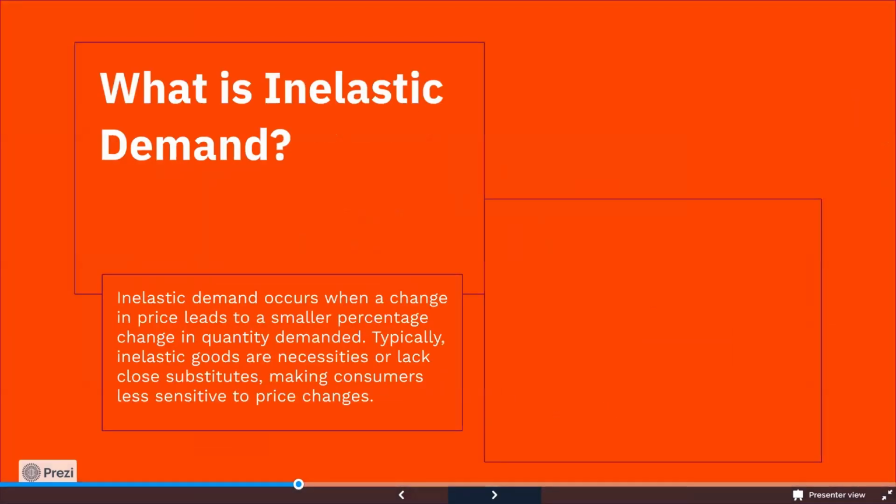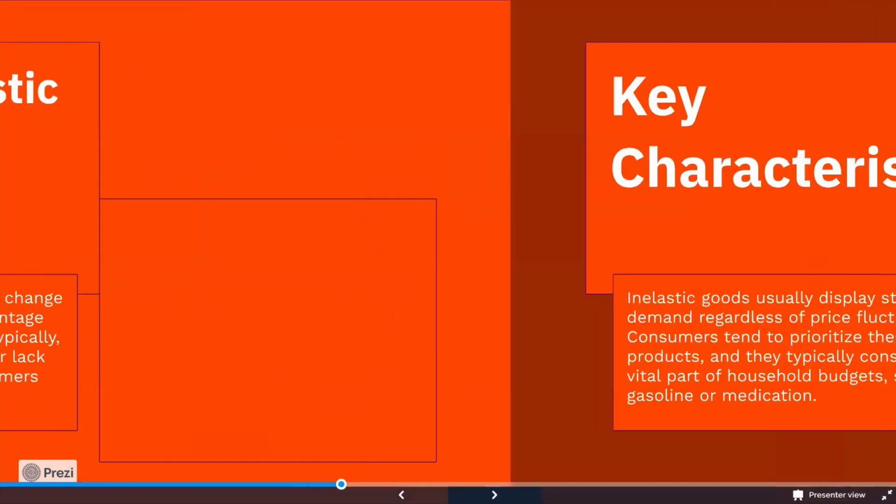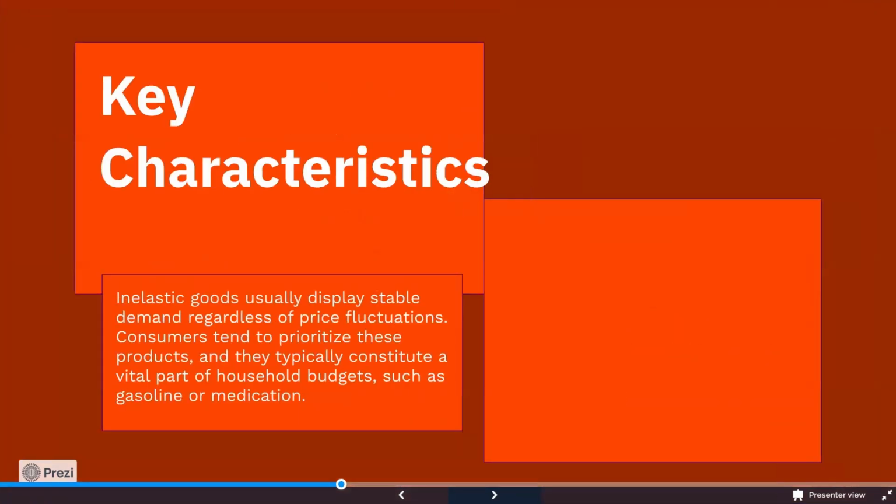What is inelastic demand? Inelastic demand occurs when a change in price leads to a smaller percentage change in quantity demanded. Typically, inelastic goods are necessities or lack close substitutes, making consumers less sensitive to price changes. Inelastic goods usually display stable demand regardless of price fluctuations.